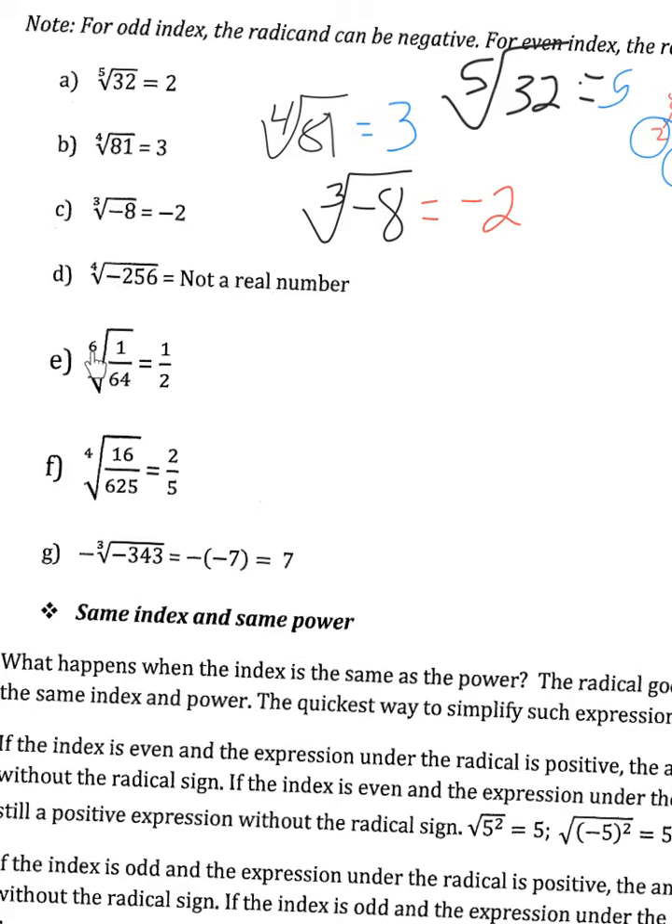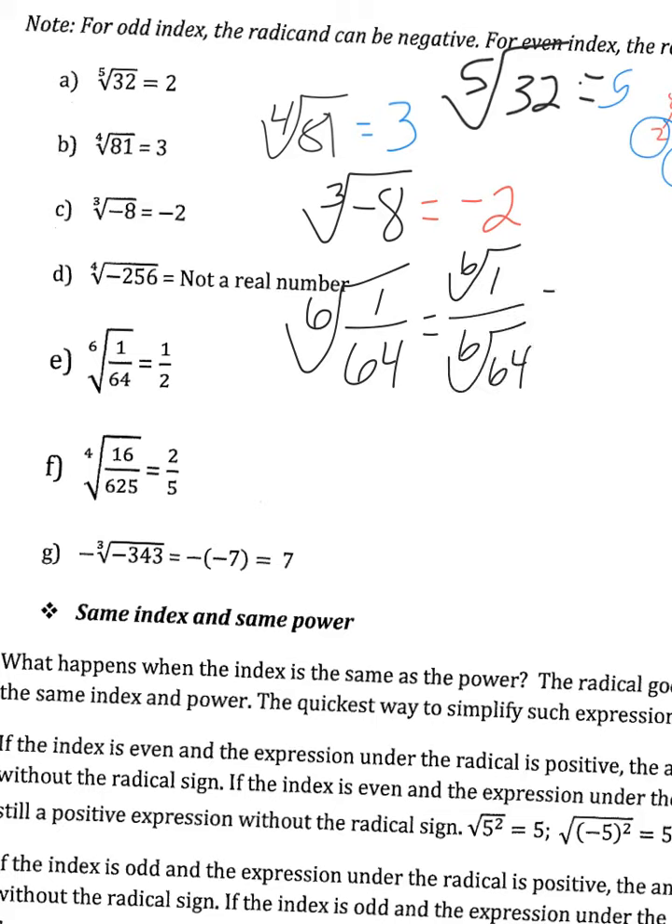On letter E, we have the sixth root of 1 over 64. So let's write that. The sixth root of 1 over 64. This is the same as doing the sixth root of 1 over the sixth root of 64. The sixth root of 1 is 1. Any root of 1 is always 1. The sixth root of 64, and if I use the tree on the 64, I could break it down just like I did the 32 up here. It comes out to be 6 2's. So the sixth root of 64 is 2, and so the sixth root of 1 over 64 is 1/2.